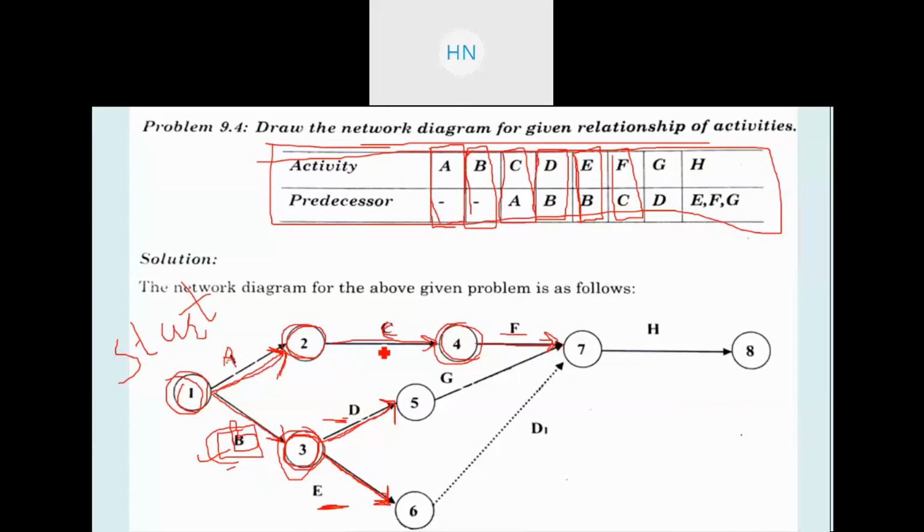Right? This is the activity F. Now look further. G has the predecessor D. So G can only happen if D is completed. So G can happen after D. Here you can see this is your activity D. So we need to add G after D.